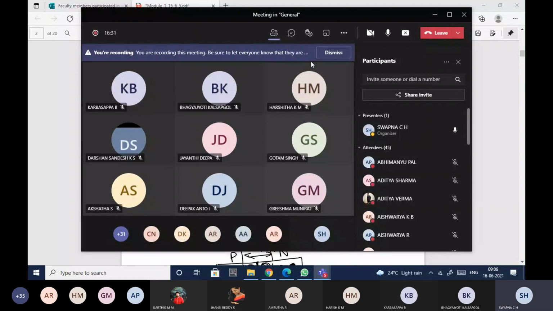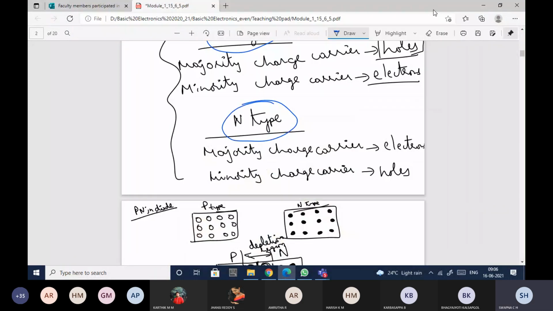Okay, so coming back, n-type material: the majority charge carriers will be electrons and the minority charge carriers will be holes. Okay, now coming to the p-n junction diode.